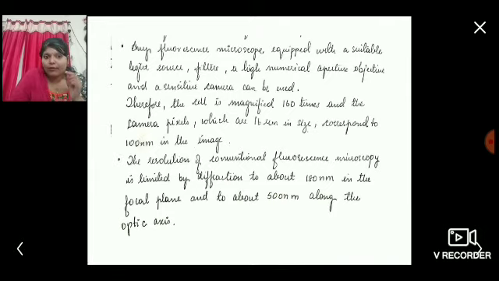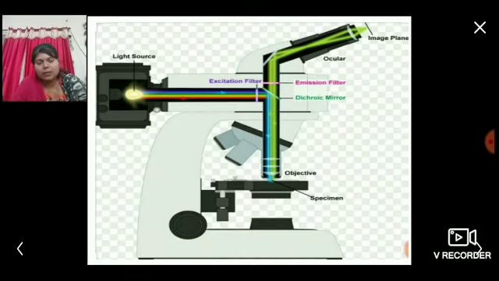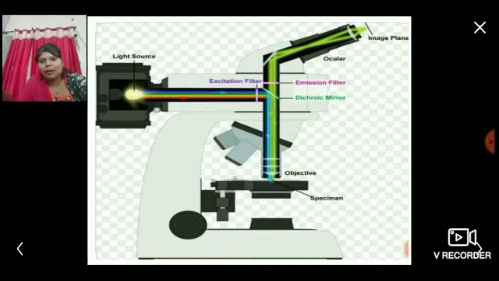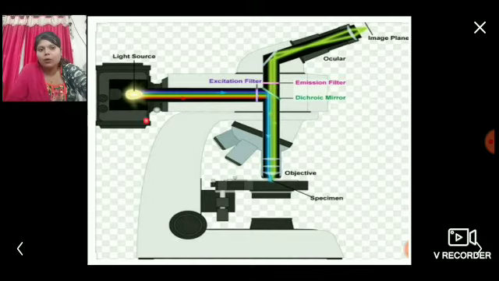The resolution of conventional fluorescence microscopy is limited by diffraction to about 180 nanometer in the focal plane and to about 500 nanometer along the optical axis. What exactly that means is, see, the resolving power of a microscope is calculated in nanometers. So for this particular microscope it is 500 nanometer. Clear? So this is the ideology of how exactly the image is formed through the dichromatic mirror.